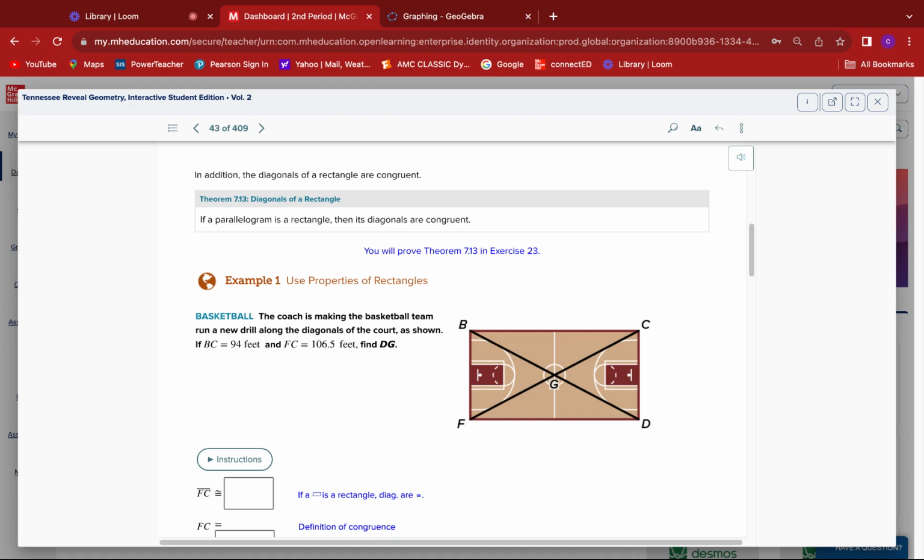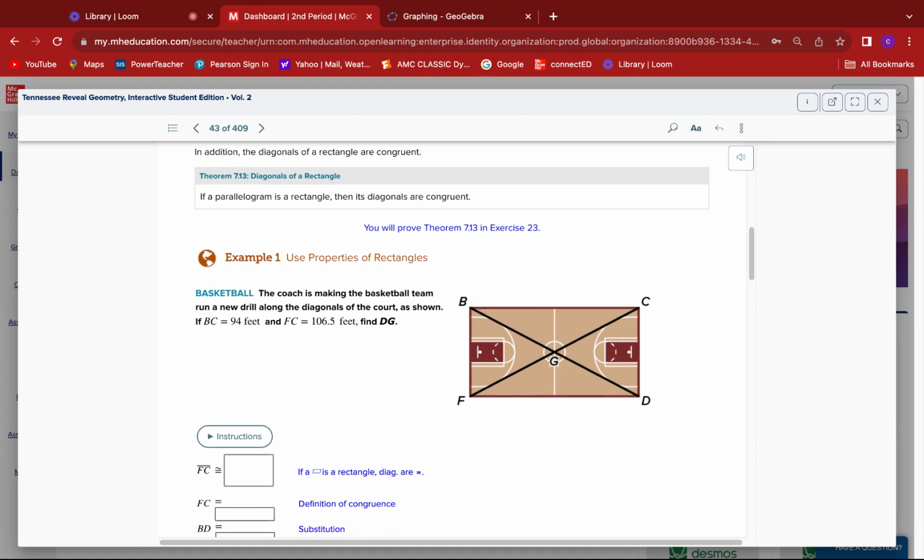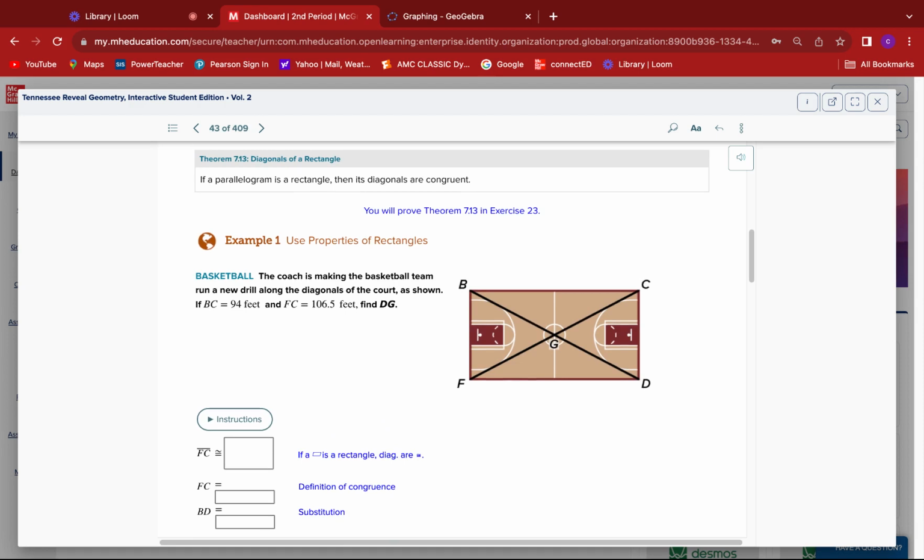All right. Let's see here. Example number 1. The coach is making the basketball team run a new drill along the diagonals of the court as shown. BC, that is your top side, is 94. FC, which is the diagonal, is 106.5 feet. Find DG. All right, we're looking for this right here.